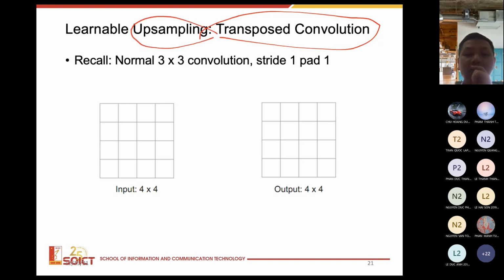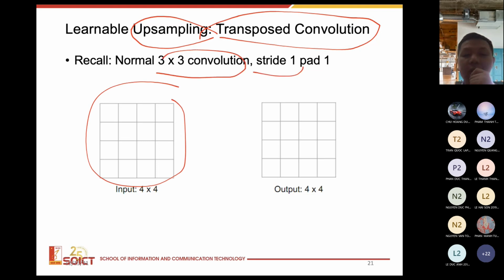That means the parameters of that convolution layer are learned during the training of the neural network. We discussed the normal convolution on an input of size 4x4, with a 3x3 filter, stride 1 and padding 1, and the output has the same size as the input.